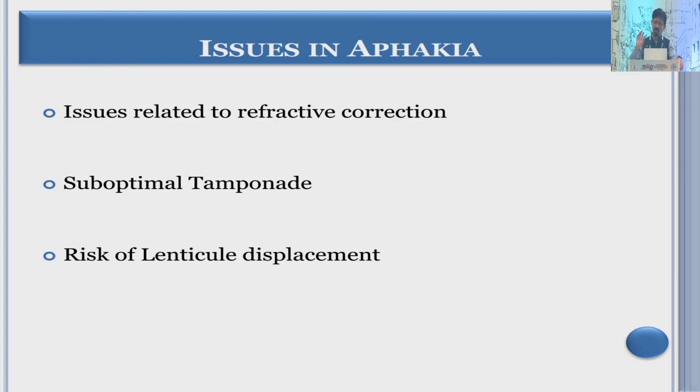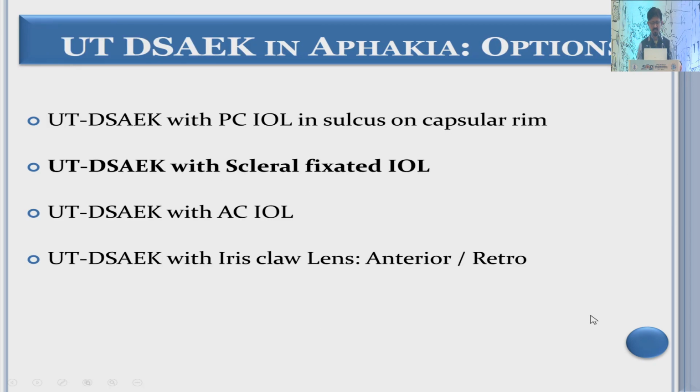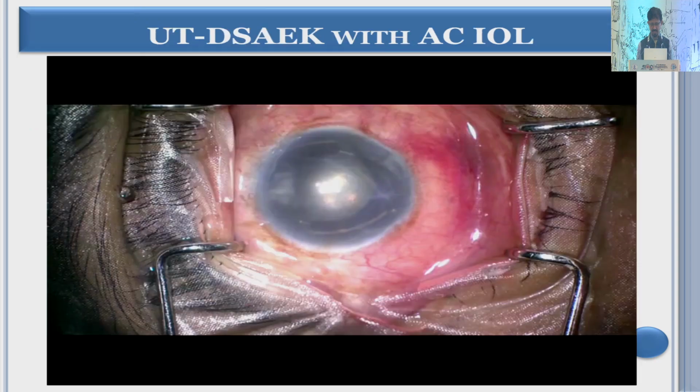So what are the issues in aphakia? One issue is related to refractive correction because you have not put the IOL. Second is that when you do an endothelial keratoplasty, there is suboptimal tamponade because air has a tendency to go back. And the third is risk of lenticule displacement. So in such cases, it is better to put a lens and then place a dissected lenticule.